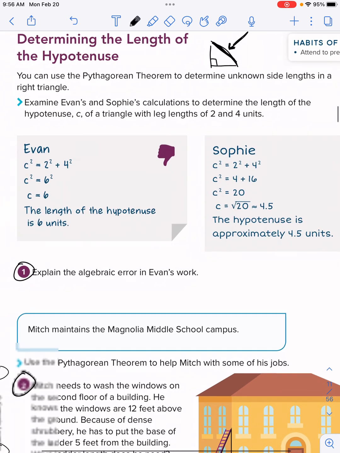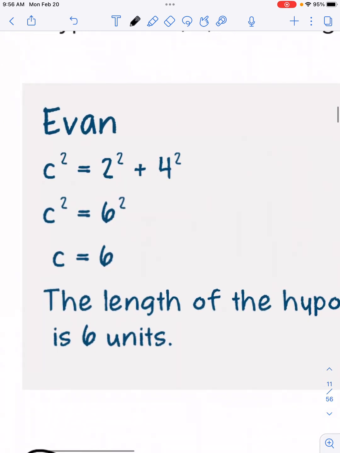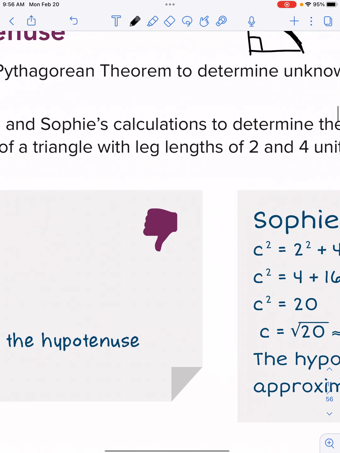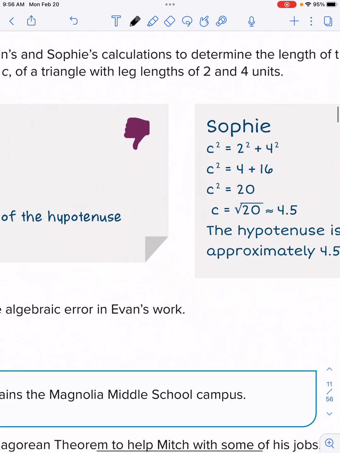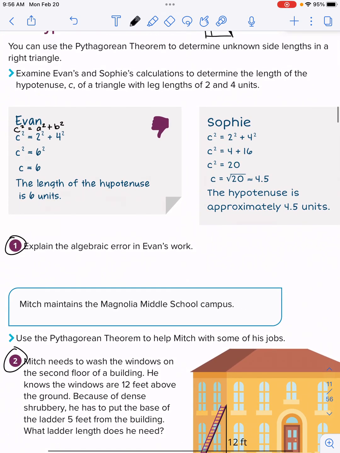So we plugged in. It looks like we know that the Pythagorean theorem is a squared plus b squared is equal to c squared. They're just setting it up in a different way. c squared is equal to the sum of the two legs, a squared and b squared, and Sophie's doing the same thing. But number one says, explain the algebraic error in Evan's work. So Evan does something wrong versus Sophie.